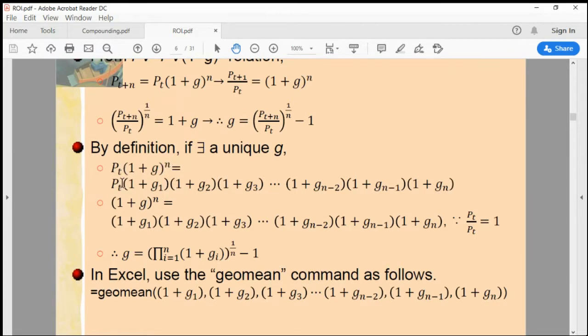So the left-hand side is PT times 1 plus g raised to n. The right-hand side is this. Now, let's think about it. Math likes to reduce everything to the simplest form. And between the left-hand side and the right-hand side, we have a common factor, which is PT.